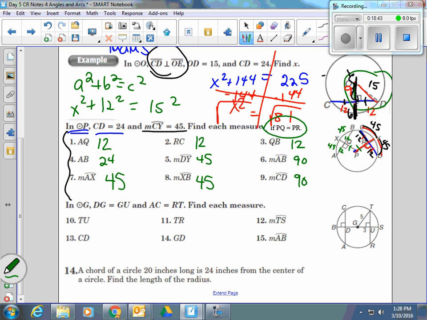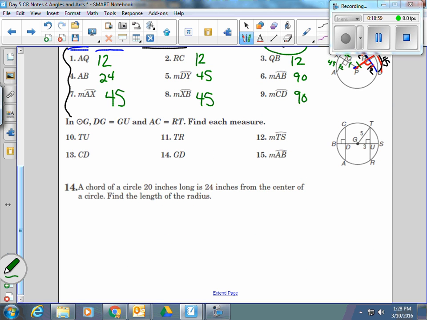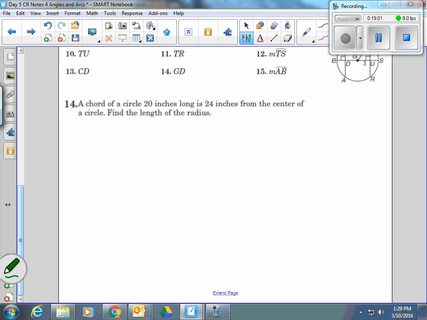It looks really difficult though, if you just glance at it, right? Okay, so just narrow it down, and remember, anytime you have a chord and a radius and they hit at 90 degrees, then you can bisect those segments. Okay? I'm going to skip down to the bottom because I want to make sure I hit there, and then I'm going to come back and work this next section for you.